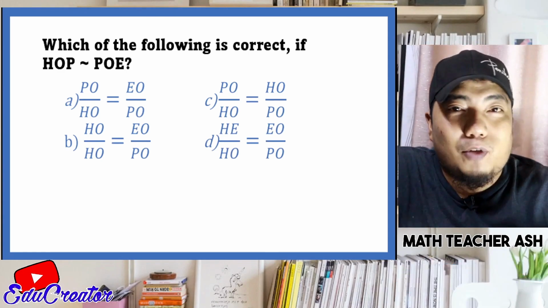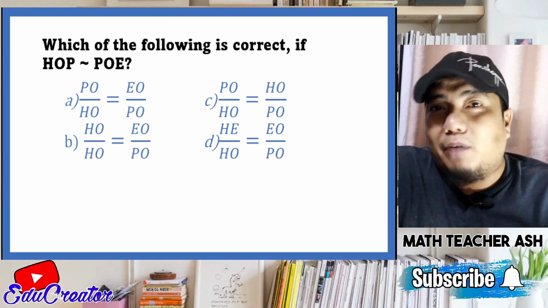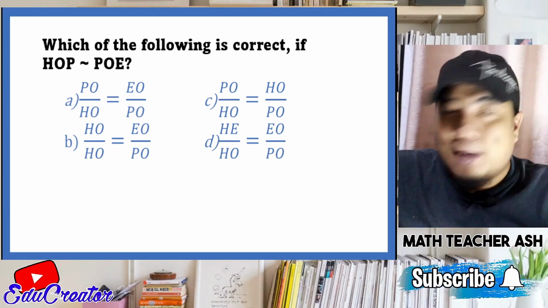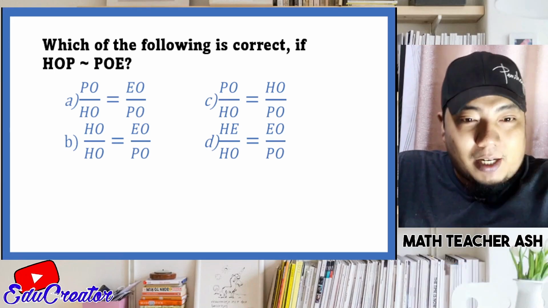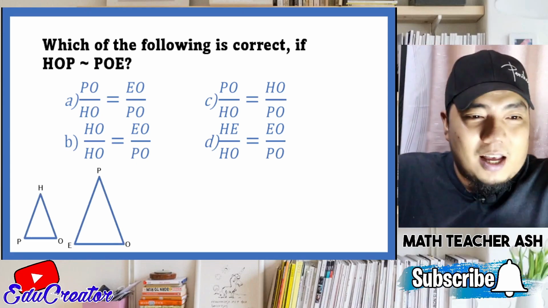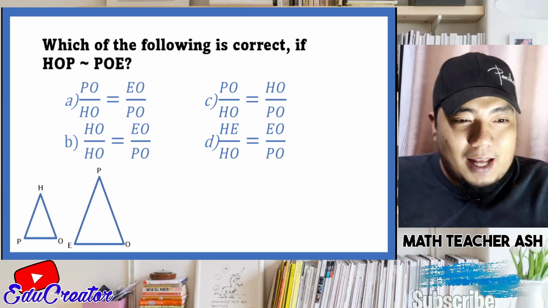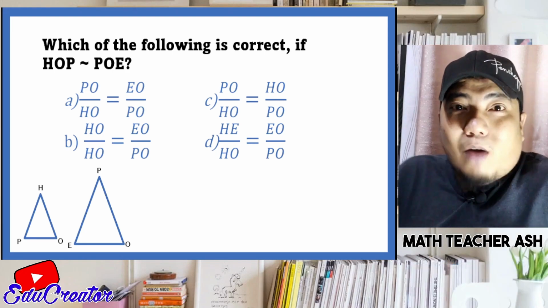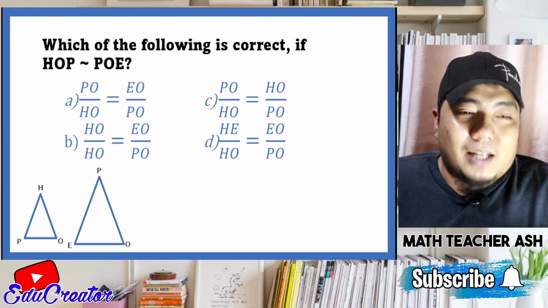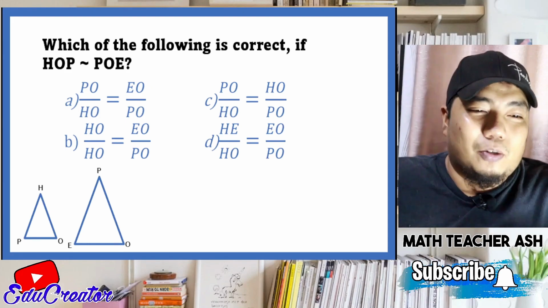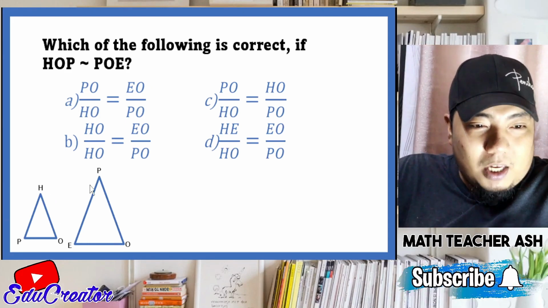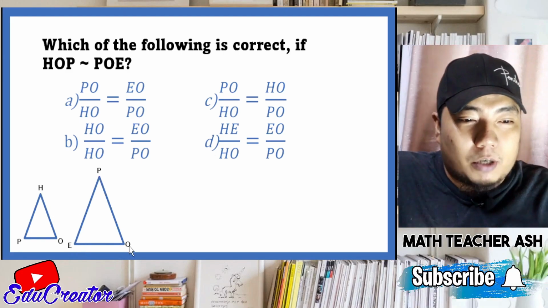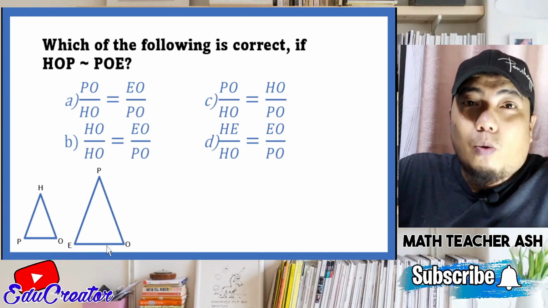Okay, math learners, in order for you to answer this question, it is important for you to do some representation for your HOP and POE. So you can make two different triangles, and that goes like this. The triangle HPO and the triangle PEO. By this kind of representation, you can now know directly which sides are corresponding. As you can see, HP and PE are corresponding sides, HO and PO are corresponding sides, and PO and EO are corresponding sides.